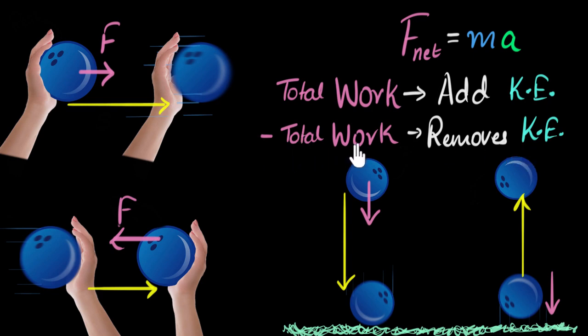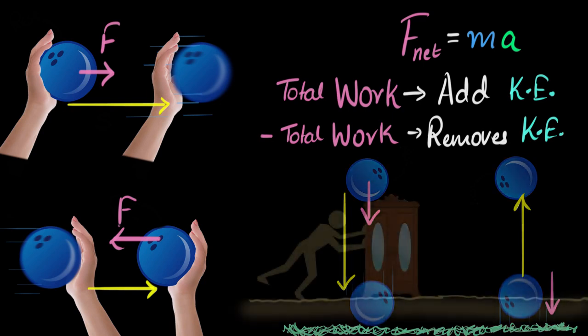And if the total work done is 0, which is totally possible, some forces can do positive work, others might do negative work, and we'll look at some examples. Then the total work done can be 0. In that case, kinetic energy will not change at all. Again, let's look at a couple of examples of that.